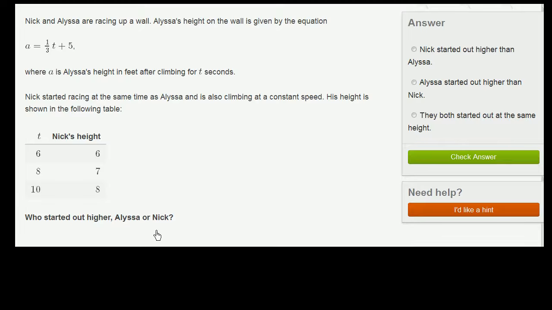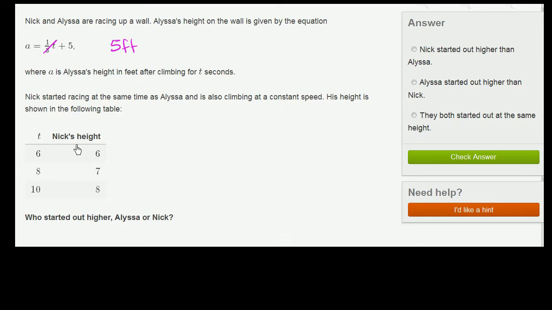So to figure out their starting position, we just need to figure out what was their height at time equals 0. That's when this whole race started. For Alyssa, it's pretty straightforward. When time is equal to 0, you have 1/3 times 0 plus 5. Well, that's just going to be 5 feet. So Alyssa's starting position is 5 feet when time is equal to 0.